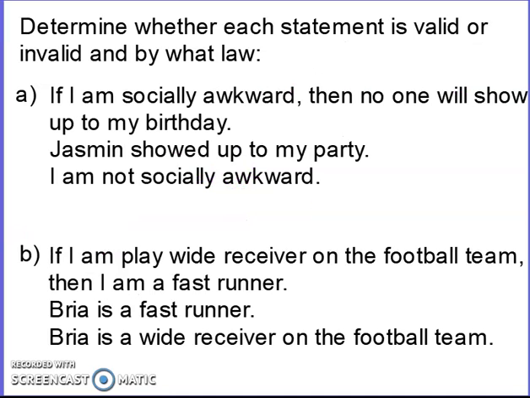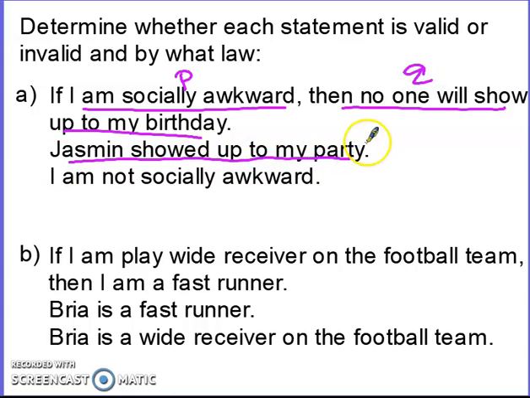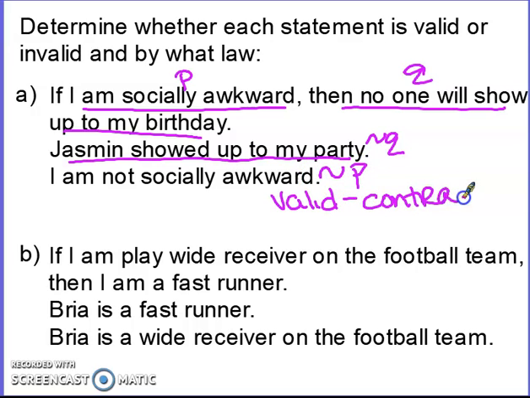Our last one, determine whether each statement is valid or invalid and by what law. Again, make sure you're labeling your P's and your Q's. If I'm socially awkward, then no one will show up to my birthday party. So I have P and Q. Jasmine showed up to my party. That is negative Q because it says no one will show. Well, Jasmine is someone and she showed. So if I have P→Q, I have negative Q, it is valid because this is now negative P, so we are doing our contrapositives.